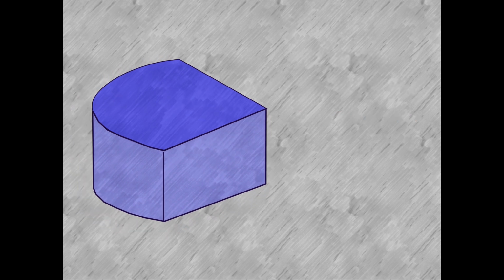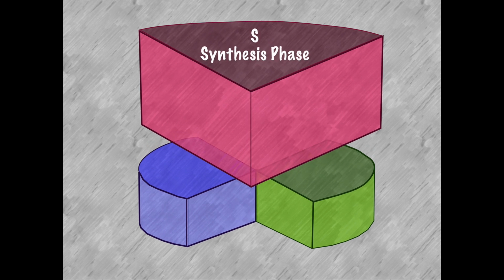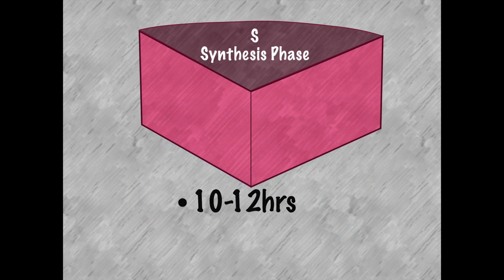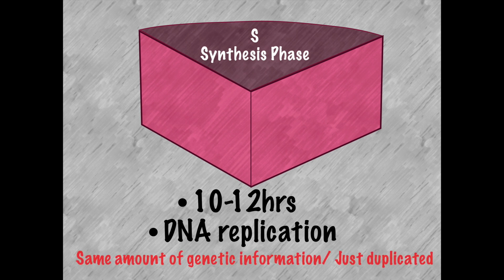But when you get into the S phase, or the synthesis phase, now we're talking about copying DNA information, genetic information. And this is the phase of the cycle that lasts the longest. It lasts anywhere from 10 to 12 hours. And again, it's replicating DNA. So all those millions and millions of lines of code in the chromosomes is being copied very carefully. Everything is being duplicated.